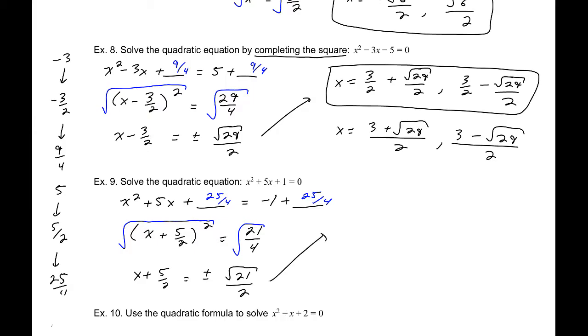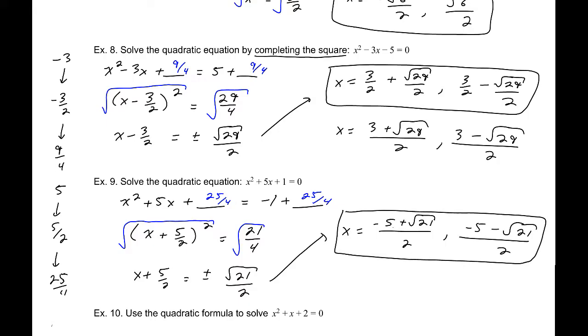Adding or subtracting 5/2 from both sides, we have our solutions of negative 5/2. And we're going to have our same denominator, may as well combine that. Negative 5 plus root 21 over 2, or negative 5 minus root 21 over 2. Okay. Next, actually, I'll come back to that in a second.